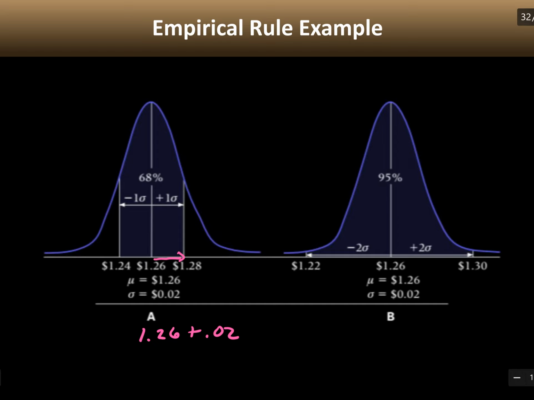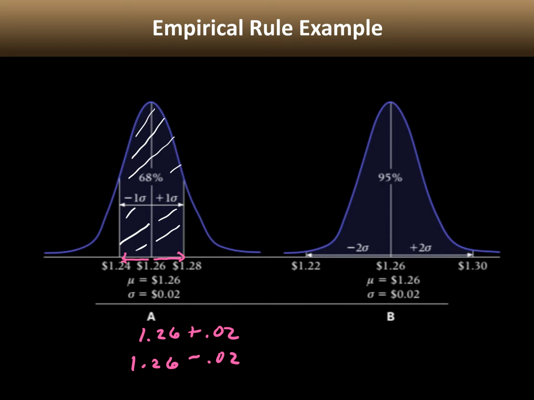That's above, and below the mean would be $1.26 subtract 2 cents. That gives us $1.24. We then know that the central 68%, so you can see it all shaded in, this central 68% is going to be between those two values. So between $1.24 and $1.28, we have 68% of the values.